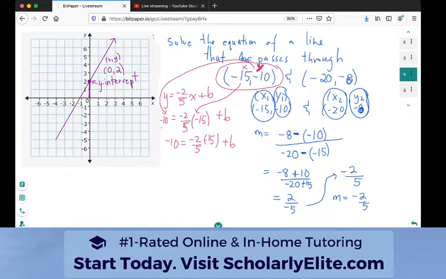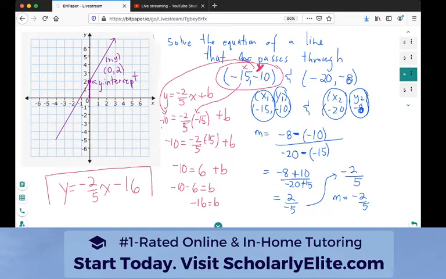Plus b. So let's go ahead and solve this here. So negative 2 times negative 15 is going to be 30, and divided by 5 is going to be 6. So we've got negative 10 equals 6 plus b. And then I can just move this 6 over, so it's going to be negative 10 minus 6, because it was positive on this side, equals b, and then negative 16 equals b. So our final answer here is going to be y equals negative 2 over 5 x minus 16. Okay, guys?